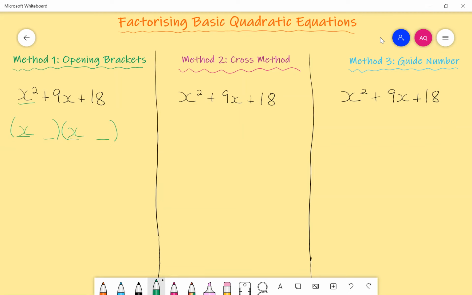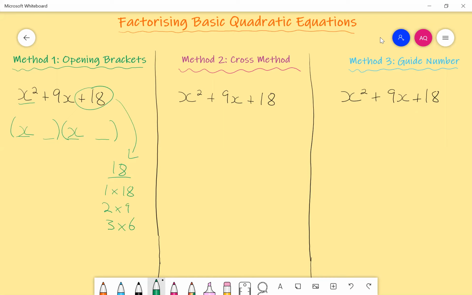The way we'll choose the second number in each bracket is from this 18, also to do with the 9x in the middle. But let's have a look at the factors of 18. So 18 could be 1 by 18, 2 by 9, or 3 times 6.